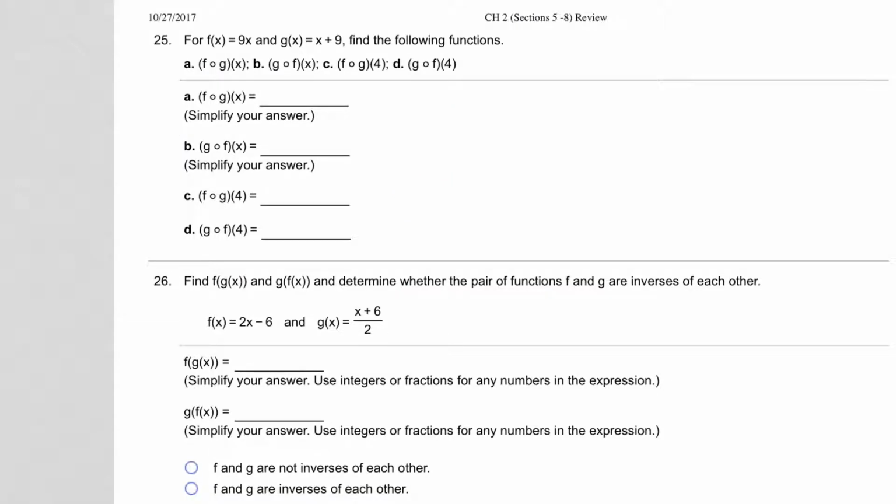Okay, number 25, this is composite functions f of g and g of f, and the different scenarios there.